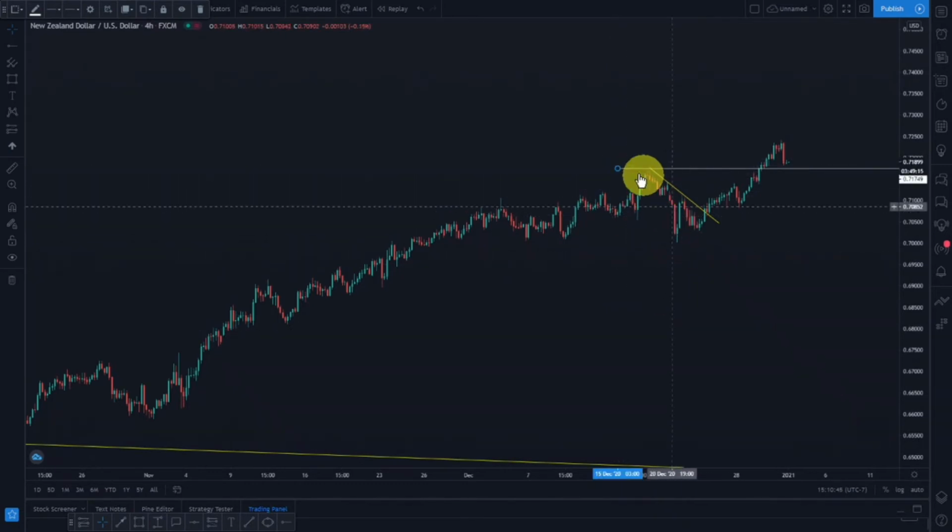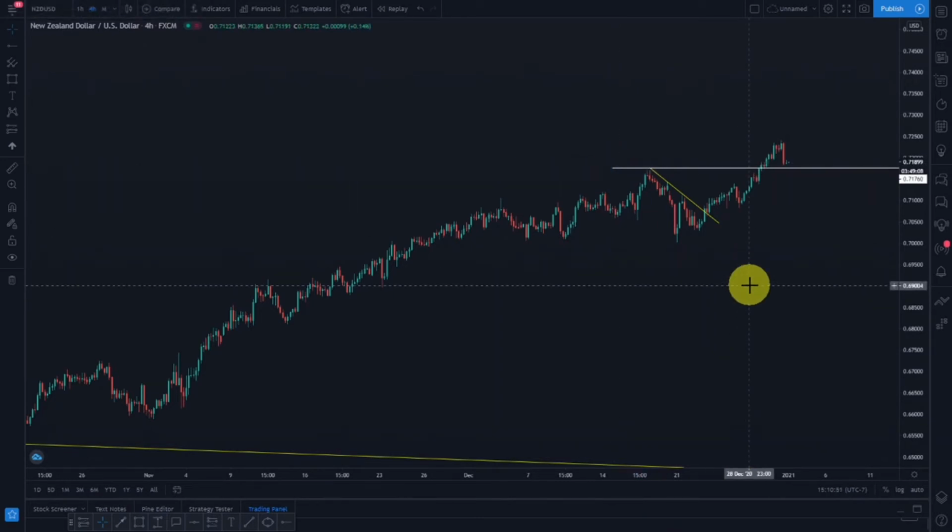So wait, guys, I can see something very beautiful that is about to form over here, something that we can take a trade from, because this is where the market actually rejected and turned. Then it came over here, went up and broke its previous high, and now it's trying to retest its previous high to go up.